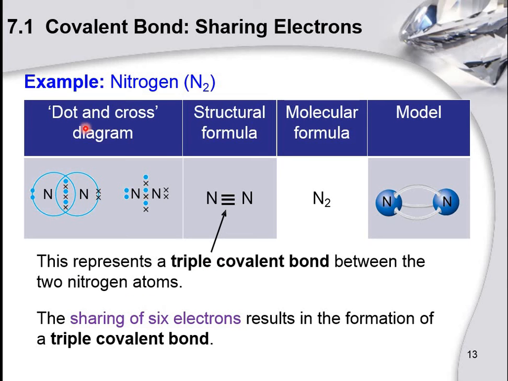This is for nitrogen, the N2 dot and cross diagram. You can either draw it like this or like this, but make sure you put the dots and crosses. Then the structural formula, where now you have a triple bond. This represents a triple covalent bond between the two nitrogen atoms. Then the molecular formula and model. The sharing of 6 electrons results in the formation of a triple covalent bond, so you have 1, 2, 3 straight lines.